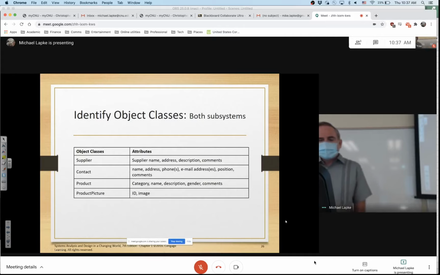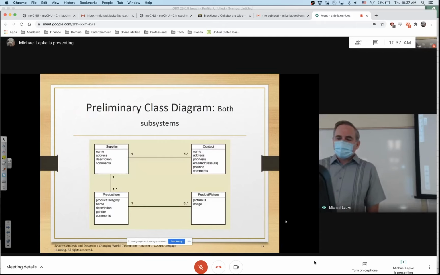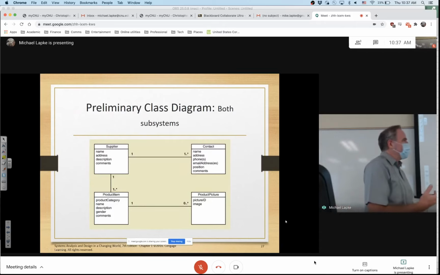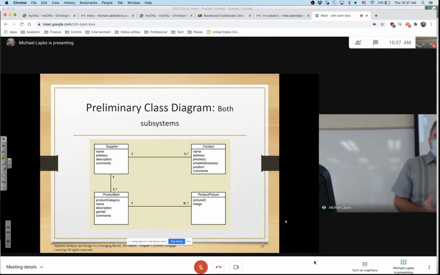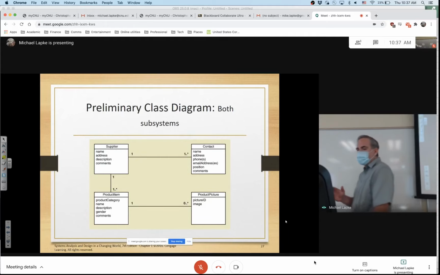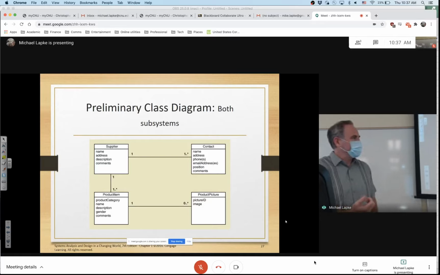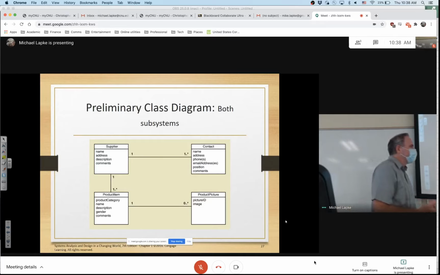Okay. So they've identified supplier, contacts, products, so on and so forth. And they've even drawn what they call a class diagram, a little bit of an entity relationship diagram here, where you have each entity and how they're related to another entity. So a supplier with contact, they provide the product item, and the product item has a product picture.